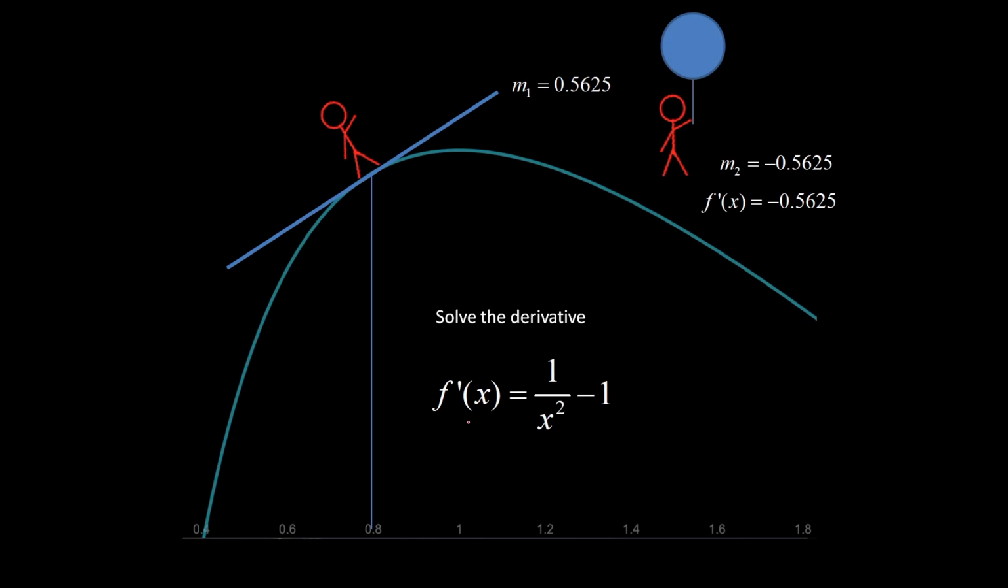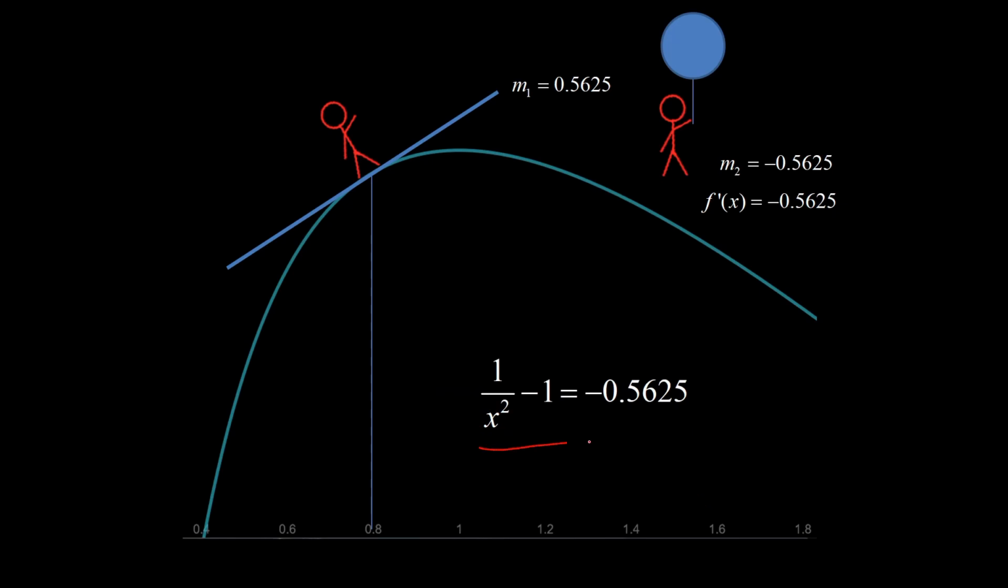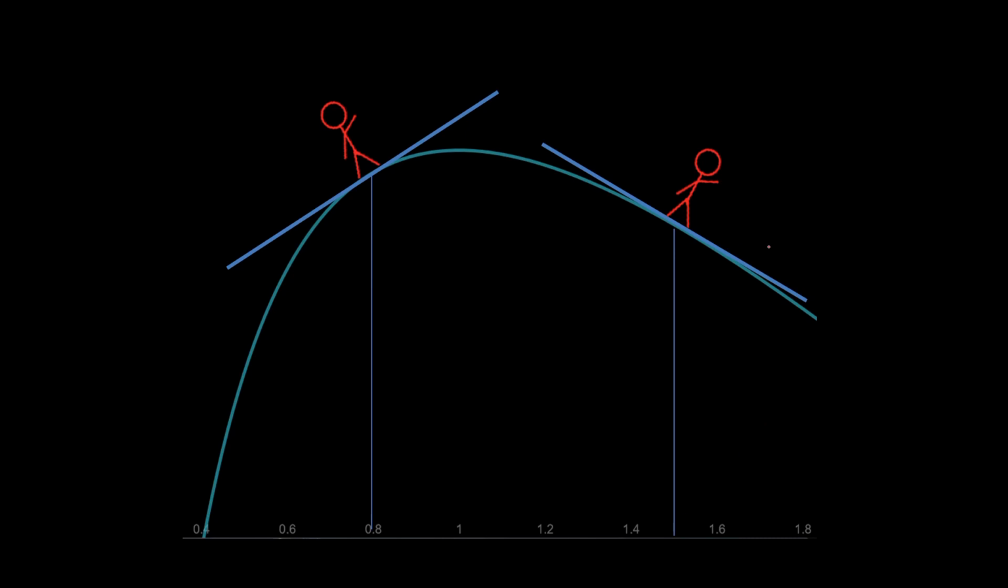And we can do that. So here's the derivative. And we're going to solve the derivative when it equals minus 0.5625. We want to solve for the position your friend should be at, so they have the same steepness as you. And so here's an equation you've solved in algebra. And if you do that, you get x is about 1.5. It's about right here. So if we plop your friend down right there, then you have the same steepness.